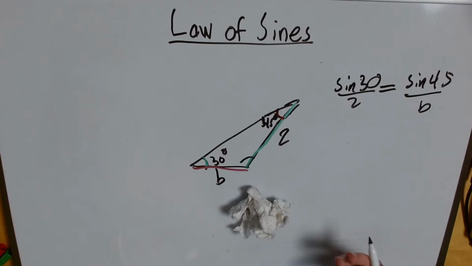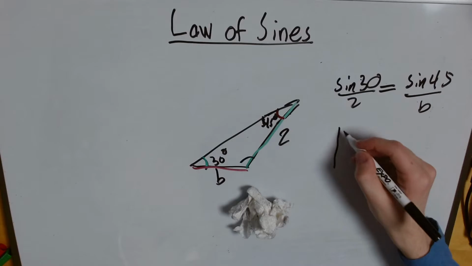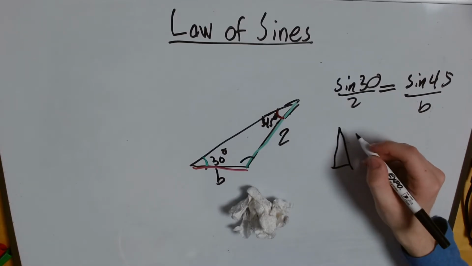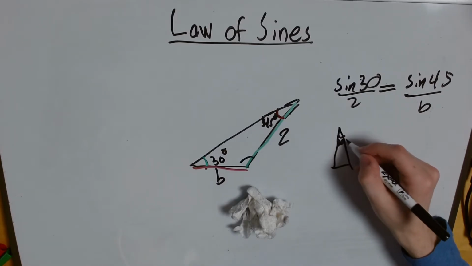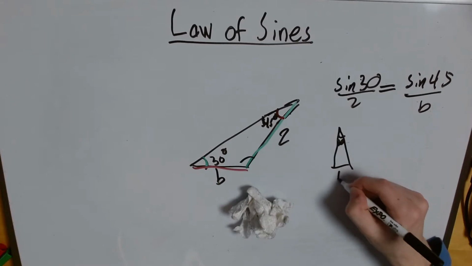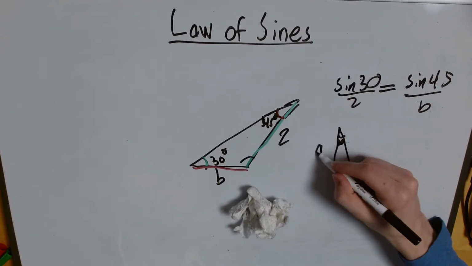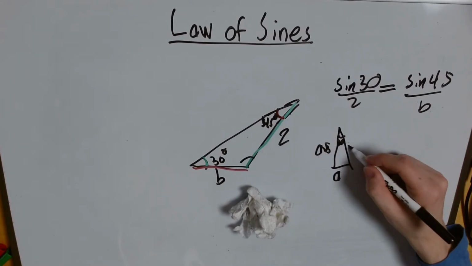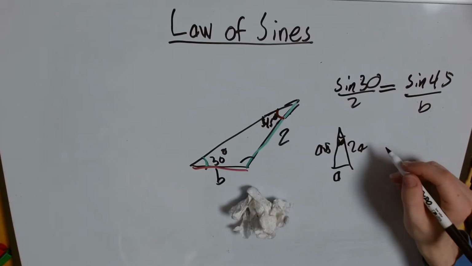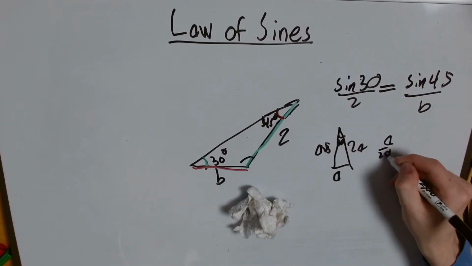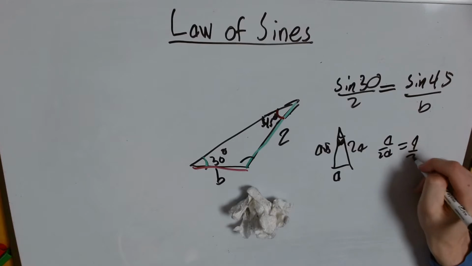It's a special right triangle. So, a 30-60-90 right triangle. Just a quick refresh: we have a 30-degree angle here. This is a side length a, this is a side length a root 3, and this is a side length 2a. Sine of 30 then is a over 2a, or by default, 1/2.